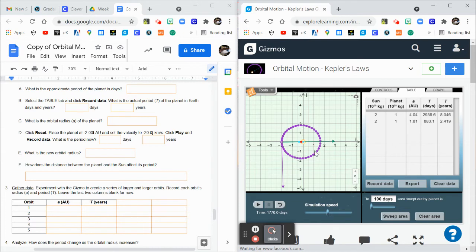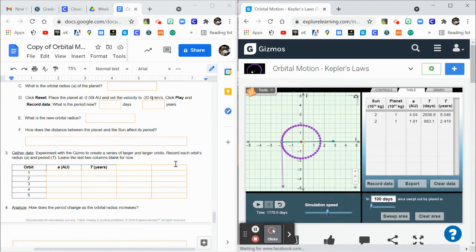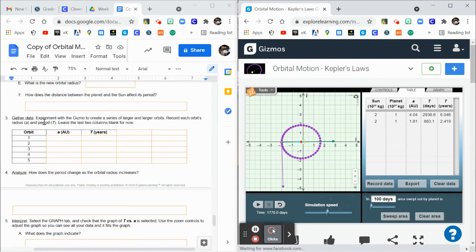So as you can see, this one is shorter. Okay. What is the new orbital radius? The new orbital radius is 1.81. How does the distance between the planet and the sun affect its period? Based on these two different planets, how does the distance affect its period? Gather data. Experiment with the Gizmo to create a series of larger and larger orbits. Record each orbit and the period, and leave the last two columns blank.